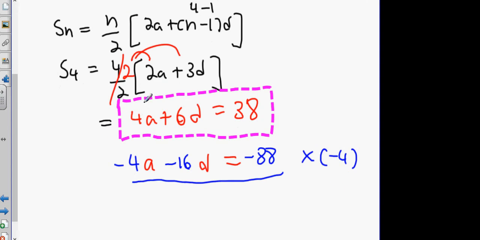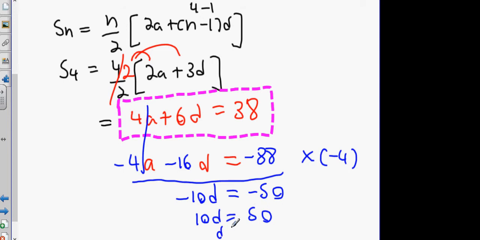Then you add them directly downwards. You get no a's. The a's will cancel. 6d minus 16d is minus 10d. Minus 10d is equal to minus 50. You can multiply both sides by minus 1 and you get 10d equals 50. Therefore d must be the number 5.